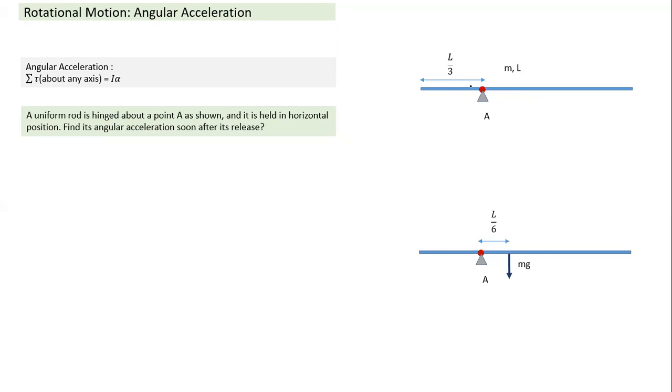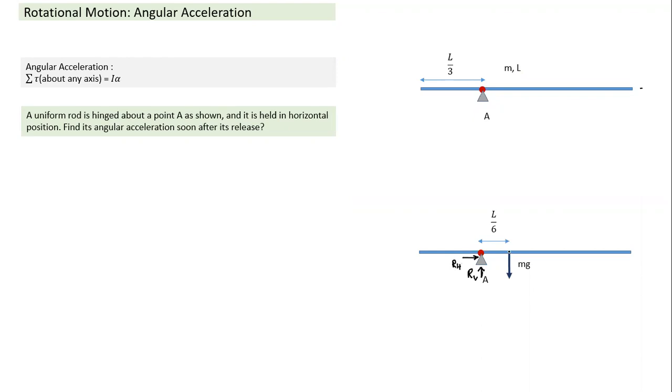Suppose I hinge it about a point at a distance L by 3 from one end. It is in the horizontal state, and if I release it from horizontal, what would be the angular acceleration? Let's examine this and mark the forces acting here. The hinge can apply forces in both components, so it may have a vertical component of reaction and also a horizontal component.